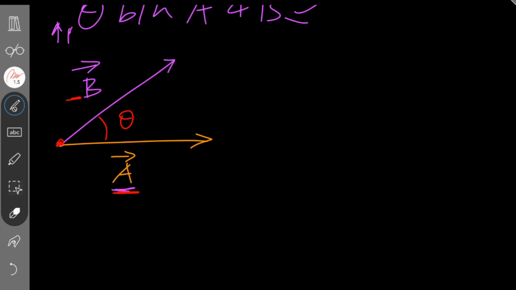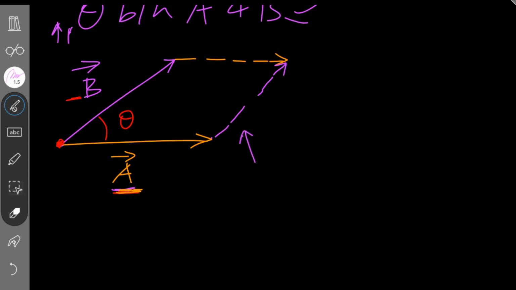They are connected at this point, tail to tail. This is the head of B, this is the head of A. So when making the parallelogram, the projection of vector A on the head of B, translating A, gives this, and the projection of B on the head of A gives this. So this forms a parallelogram.